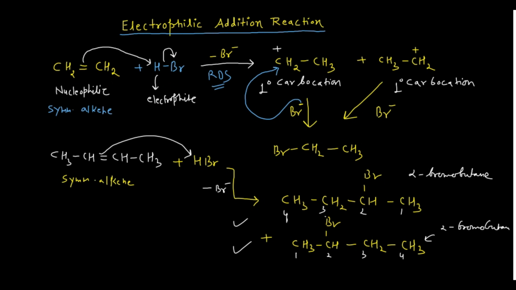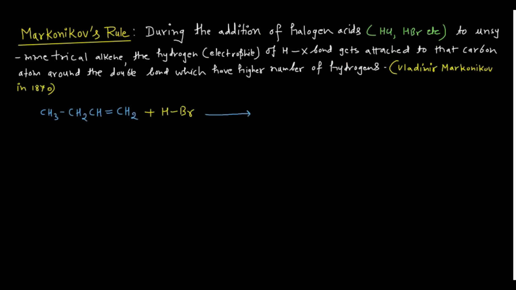Now, another very important special case: what will happen if my alkene is not symmetric? So here I have written Markovnikov's rule, and here you can see my alkene is like that: CH3, CH2, CH, double bond CH2, and you are reacting this system with HBr. What product will you get? This is an unsymmetrical alkene, students.